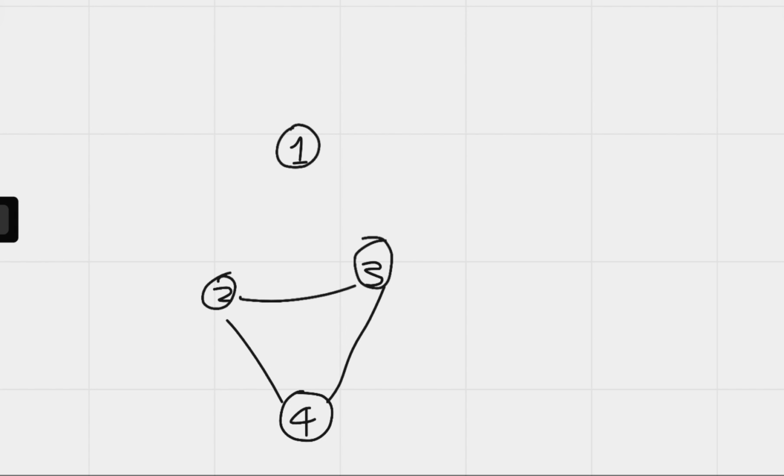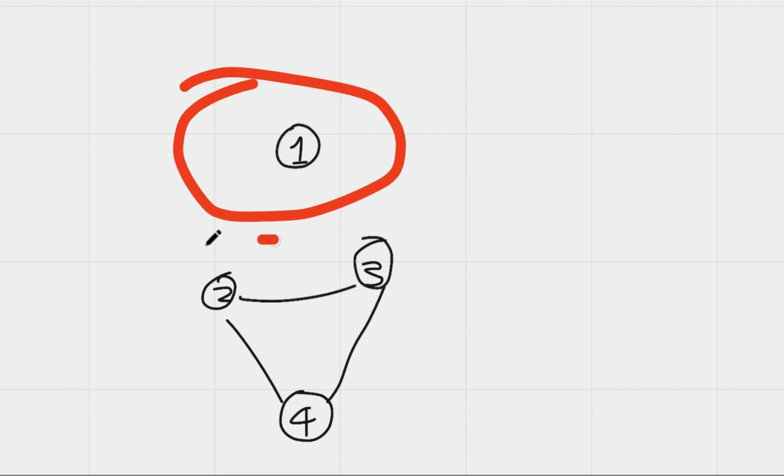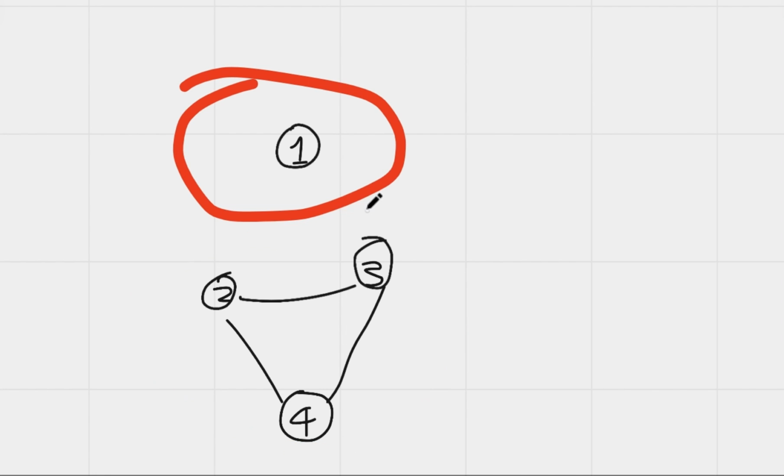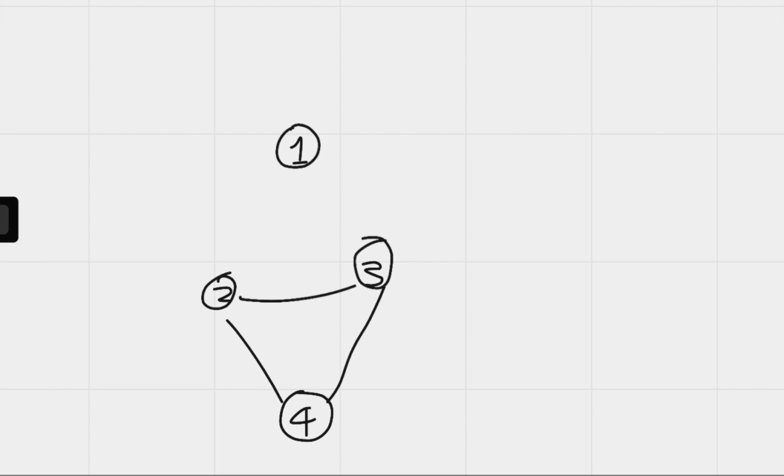Now, if we have an unconnected graph, then we can refer to these parts as components of the graph. So this will be a component, and this will be a component. So these are all the different components, because they're separate parts of the graph, and they're not connected in any way. So now there's another type of graph called a tree.